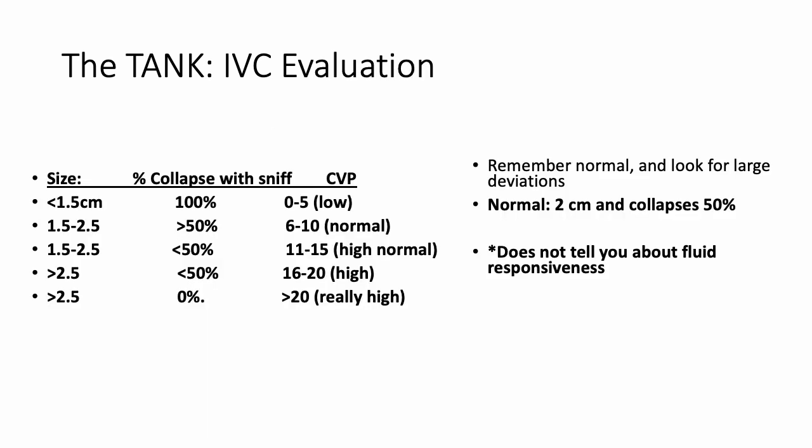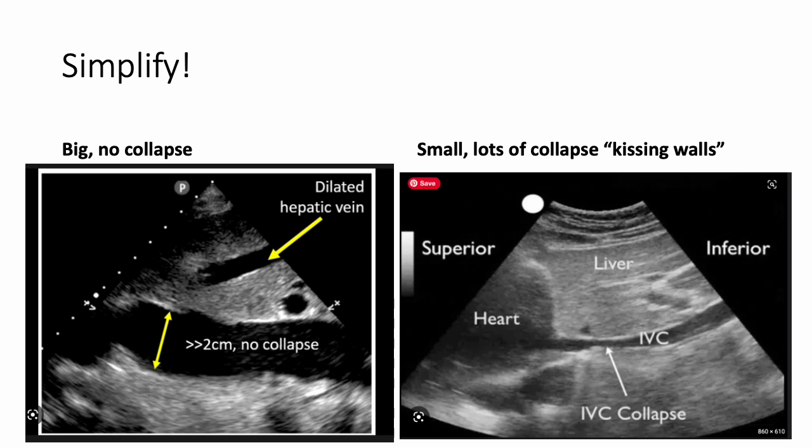This is how I learned how to evaluate the IVC. I used to memorize how big the IVC was and the percent it collapsed, and I'd correlate that with a known central venous pressure. I think this is way too difficult to try to remember, and it really doesn't give you that much useful information. I would recommend simplifying. Go for the extremes.